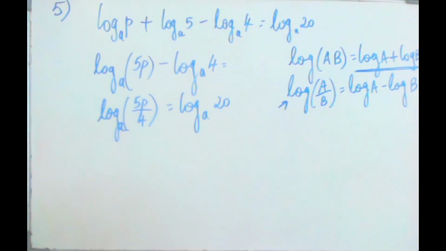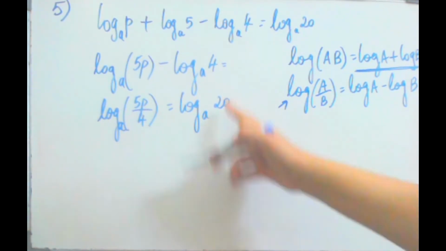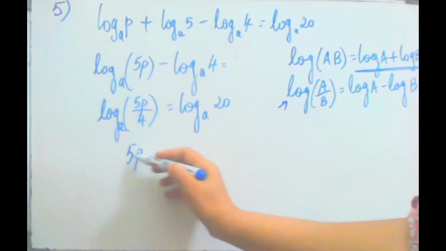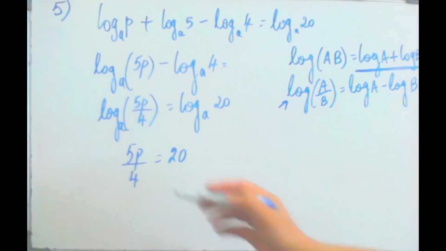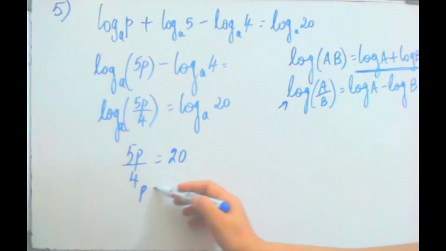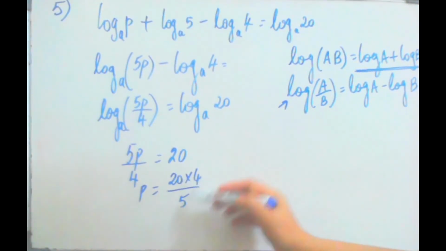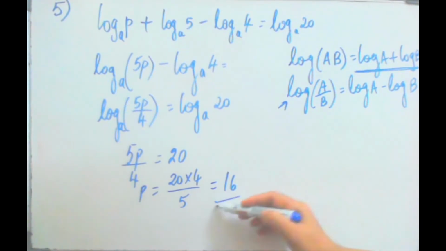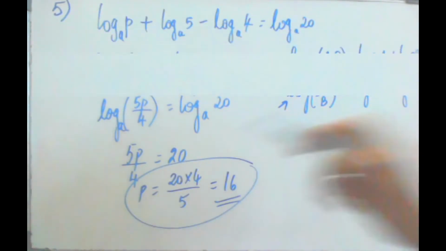So log to the base a on the left side, log to the base a on the right side, we can safely ignore the logs and write that the expressions are equal to each other on the left and right side. So p becomes 20 into 4 divided by 5, which is 80 divided by 5, equal to 16. So that is the value of p. Now on to part B.